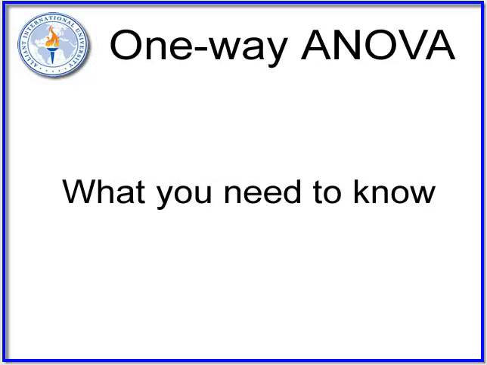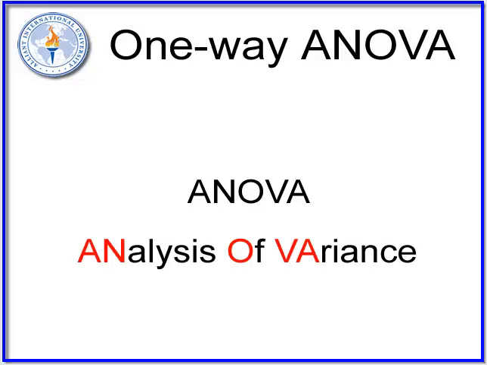So this is what you need to know about the one-way ANOVA. ANOVA stands for Analysis of Variance. It's always about the variance from now on. Variance. That's what advanced statistics deals with. Variance is your goal.